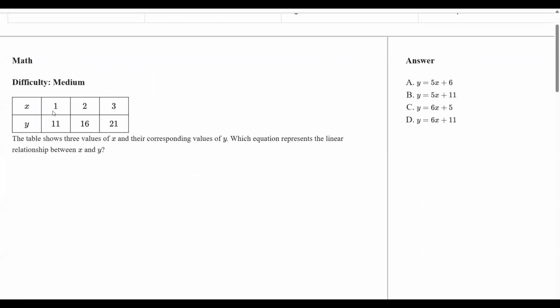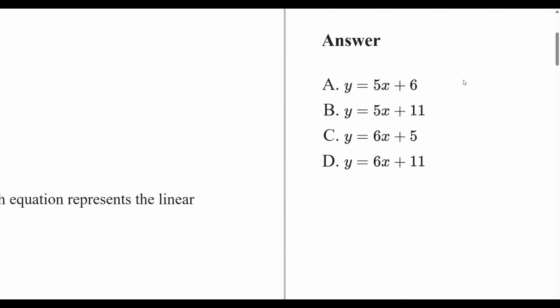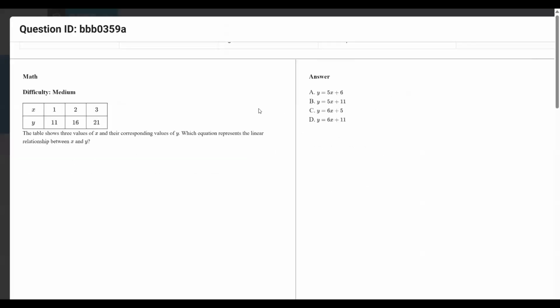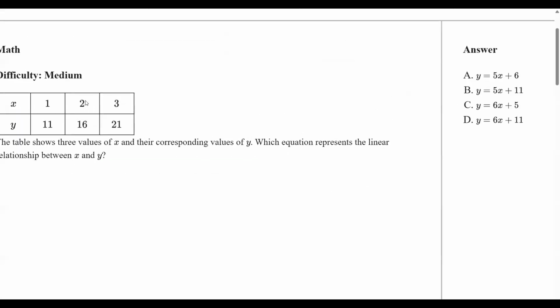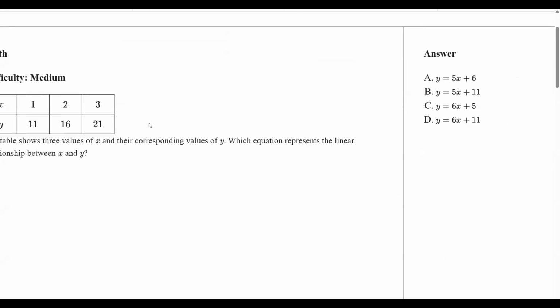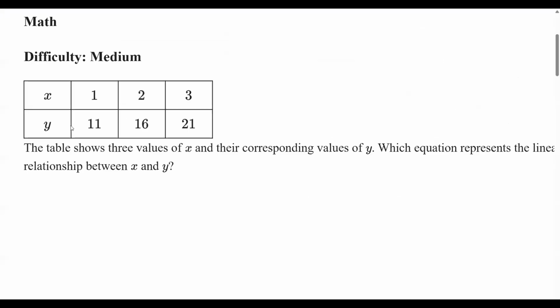Let's do this. If you substitute 1, you should get 11. Let's see the first one. Substitute 1, we get 11. Substitute 2, or you can get the equation directly. Get the slope first. 21 minus 16 over 3 minus 2, which is equal to 5.